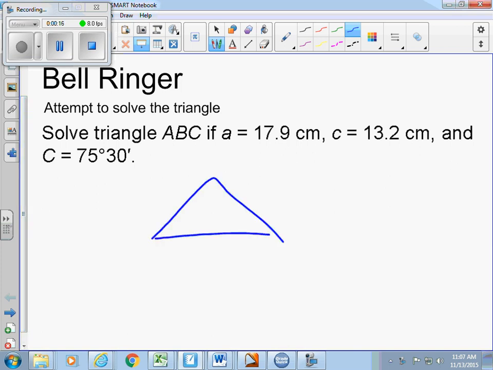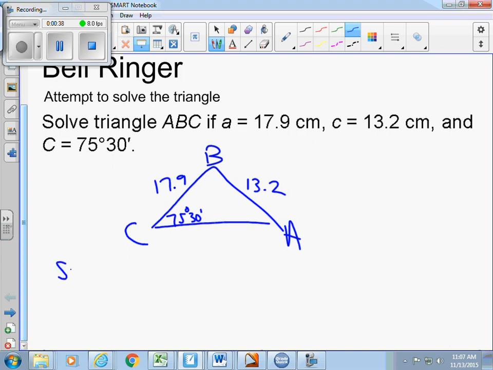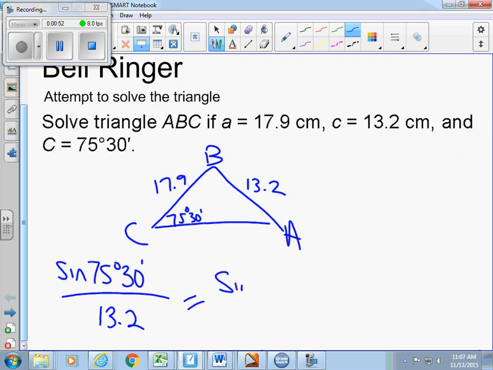If I were to draw this picture, I have a 75-degree, 30-minute angle opposite a 13.2 centimeter side, and then 17.9 on there, right? And so I use the 75-degree, 30-minute angle. Now you might want to use the law of sines this way. You don't have to, but it just makes your solving go a teeny tiny bit faster when you're solving for an angle. Equals the sine of angle A over 17.9. Everyone agree?